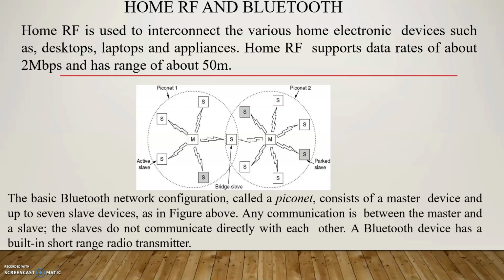A Bluetooth device has a built-in short-range radio transmitter. And the above is a description of an image containing two piconets, and there is a bridge slave that is connecting those two piconets.